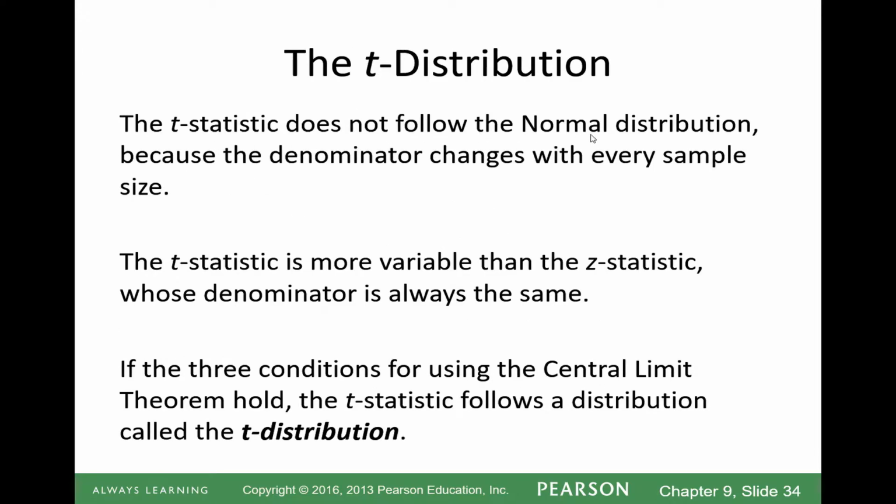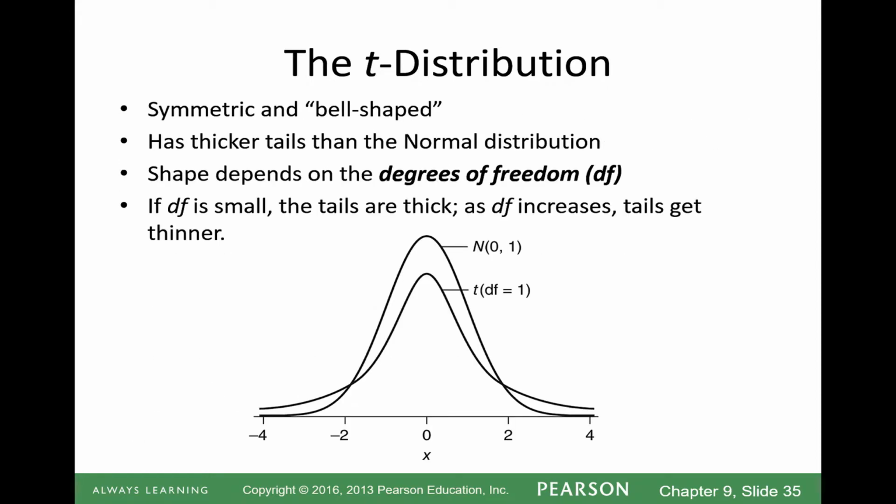The t-statistic does not follow the normal distribution because the denominator changes with every sample. The t-statistic is more variable than the z-statistic, whose denominator is the same. If the three conditions hold for the central limit theorem, the t-statistic follows a distribution called the t-distribution. It's symmetric and bell-shaped, and has thicker tails than the normal distribution.